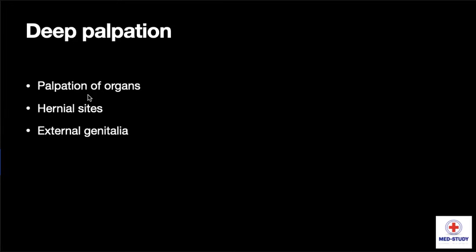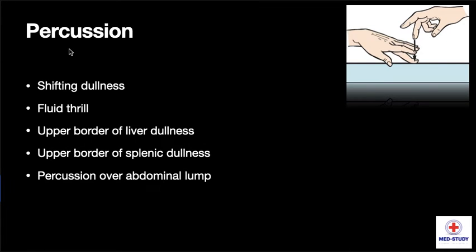We have to do palpation of organs, we have to palpate hernial sites, and we have to palpate external genitalia for any abnormality. Now coming to percussion. We have to do shifting dullness, we have to do fluid thrill, upper border of liver dullness, upper border of splenic dullness, and percussion over the abdominal lump.